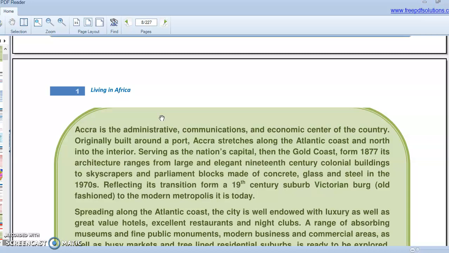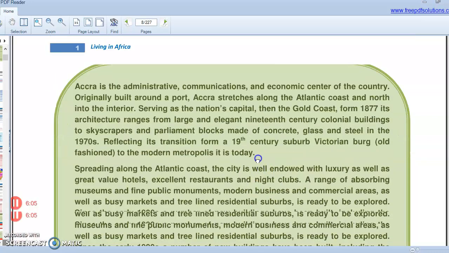Its architecture ranged from large and elegant 19th century colonial buildings to skyscrapers and parliament blocks made of concrete, glass, and steel in the 1970s, reflecting its transition from a 19th century suburb, a Victorian burg, to the modern metropolis it is today.